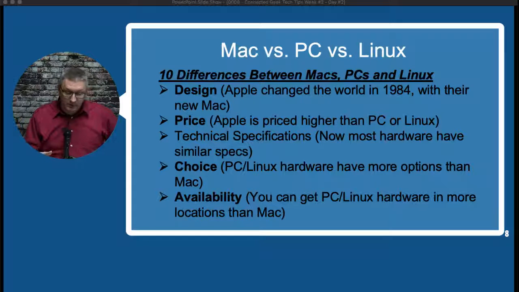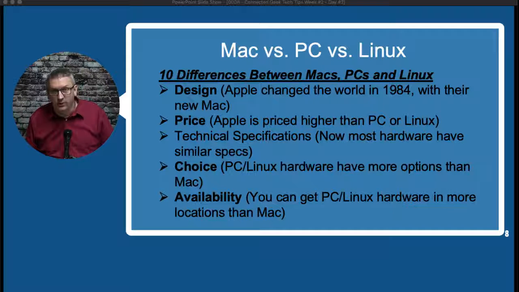Anyway, the availability is, like I was mentioning earlier, you can get a Windows PC or Linux at almost any store that sells computers. I mean, like Best Buy, Micro Center, Office Max, Costco, Sam's Club. All those places you can buy a Windows computer, pretty much anywhere at any time, ranging from $200, $250 to $2,000, depending on what you're trying to do with it.